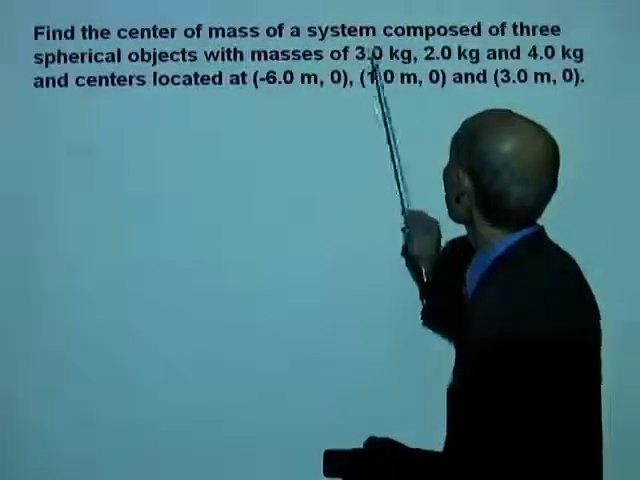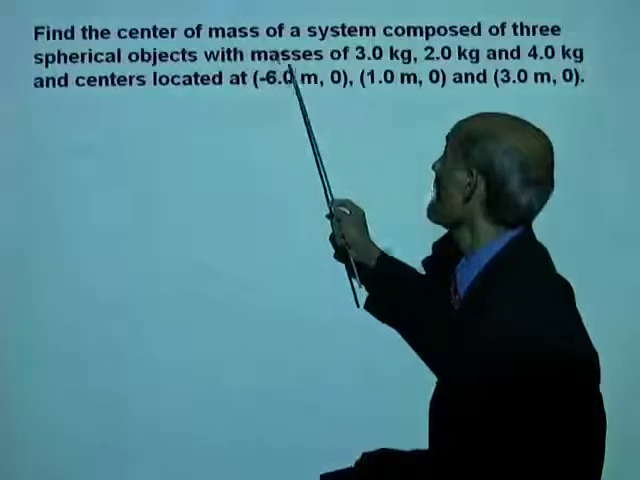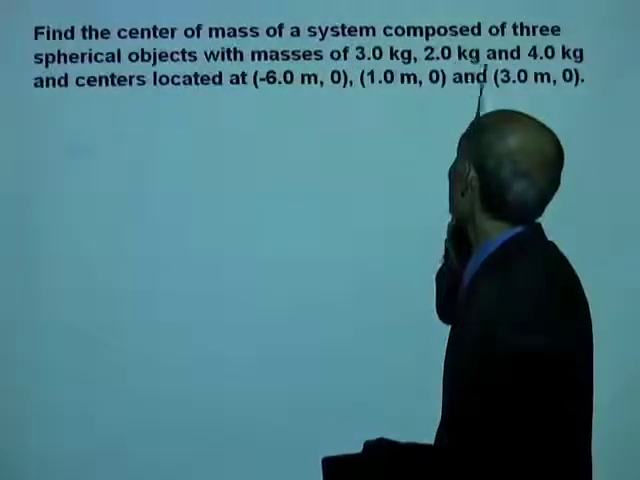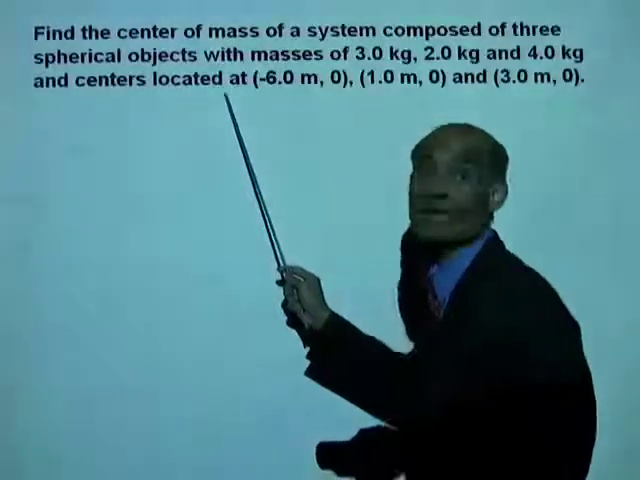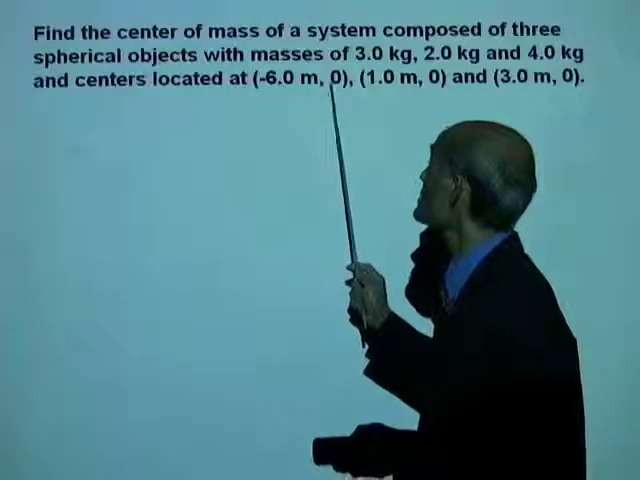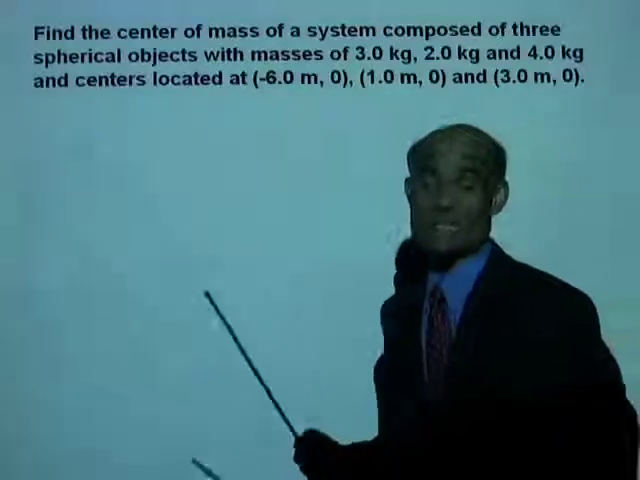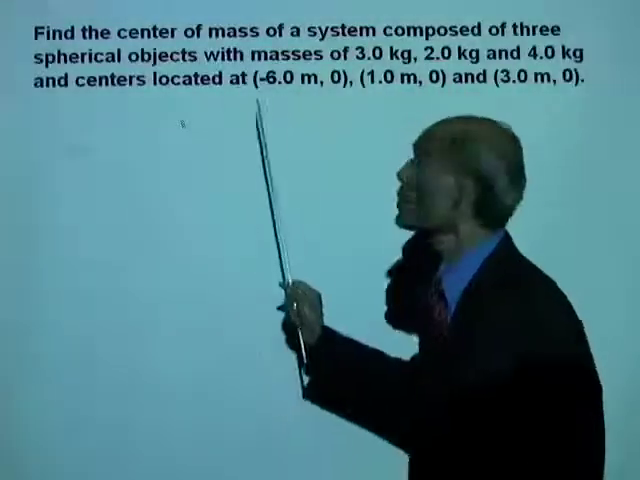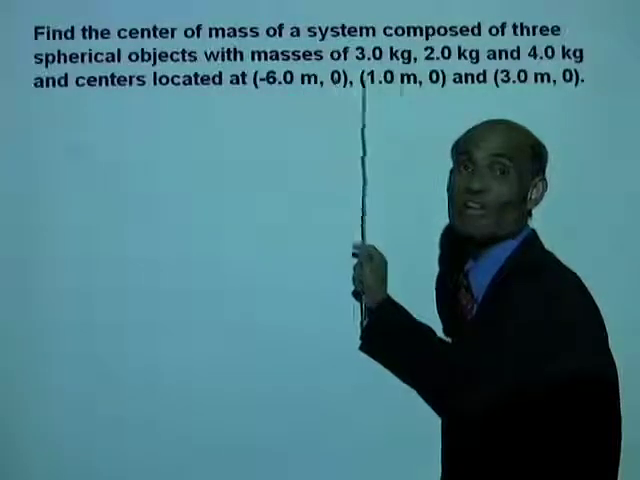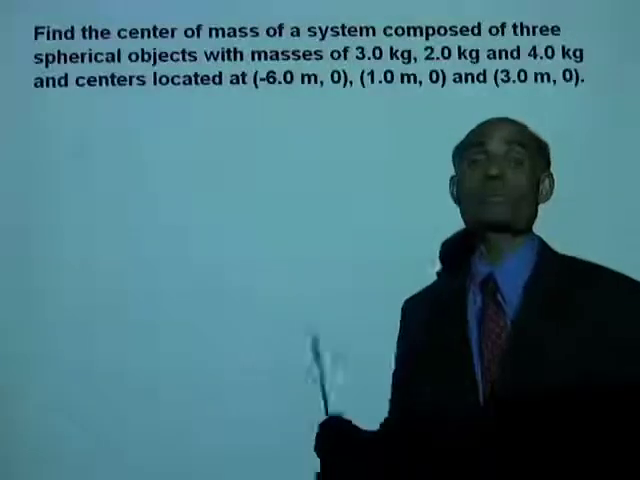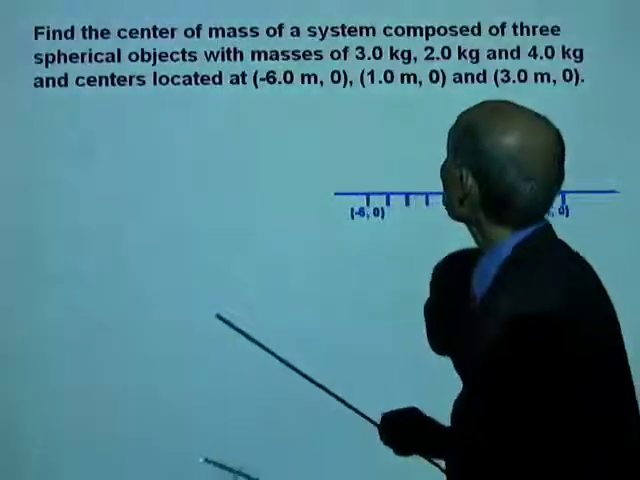A system is composed of three spherical objects with masses 3 kg, 2 kg and 4 kg, and their centers are located at (-6 m, 0), (1 m, 0) and (3 m, 0). If you look at the coordinates of these three locations, the y coordinate of each is 0. It means they are points along the x-axis.